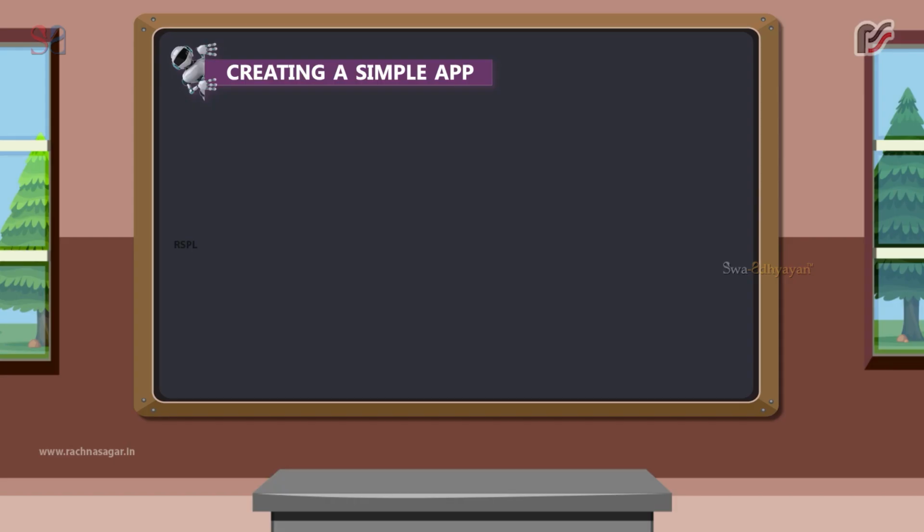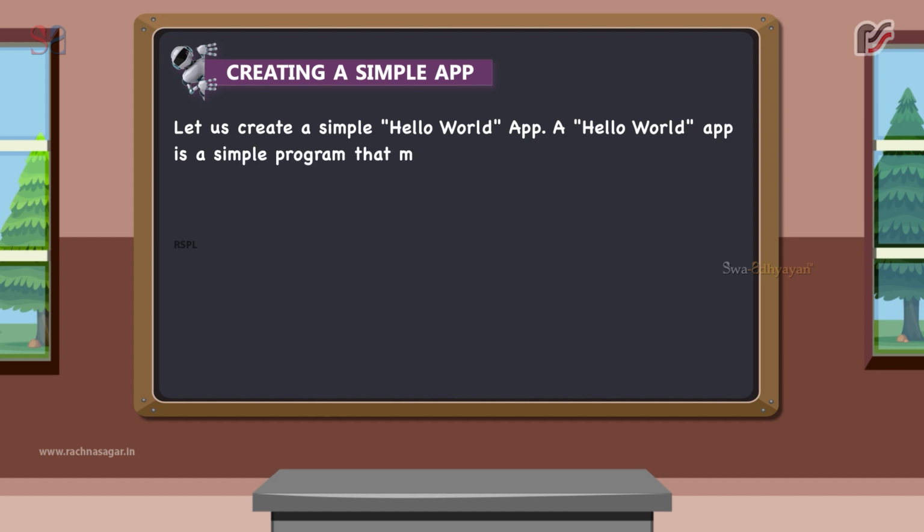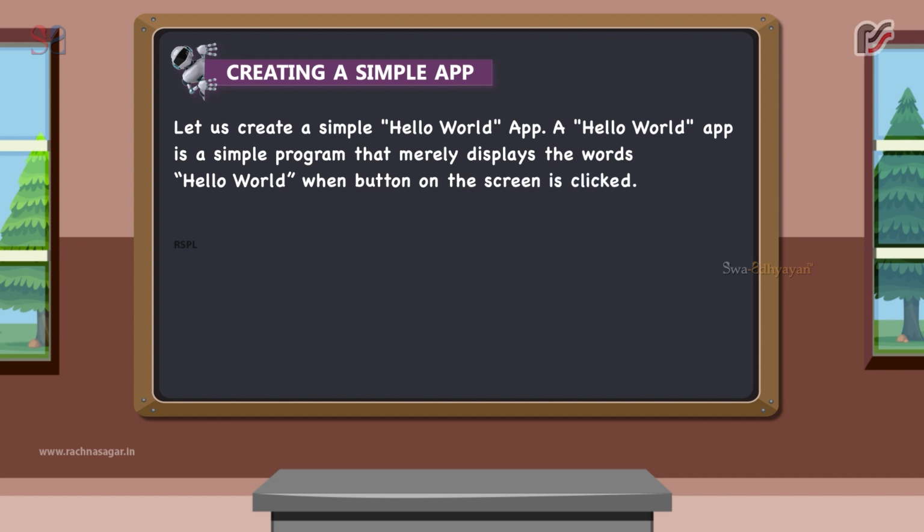Let's begin creating a simple app. Let us create a simple Hello World app. A Hello World app is a simple program that merely displays the words Hello World when a button on the screen is clicked. Follow the steps given below to create a simple app.